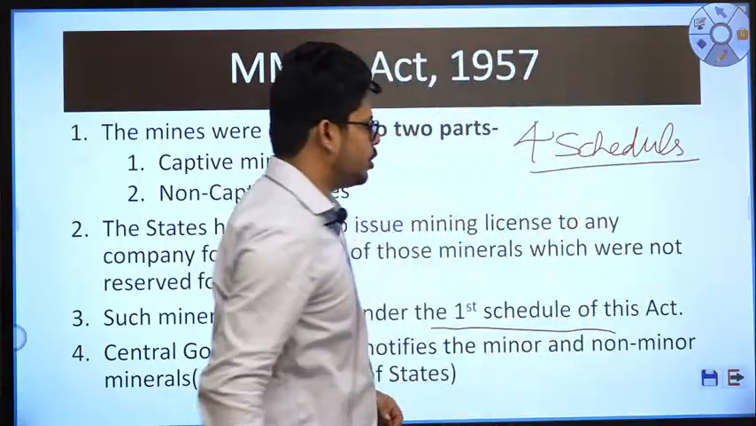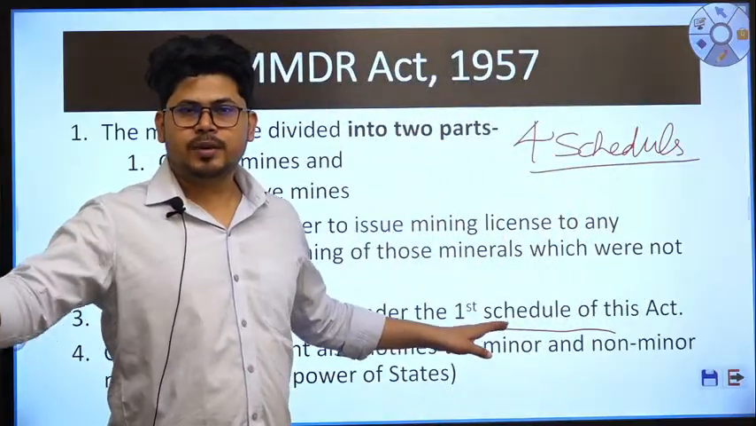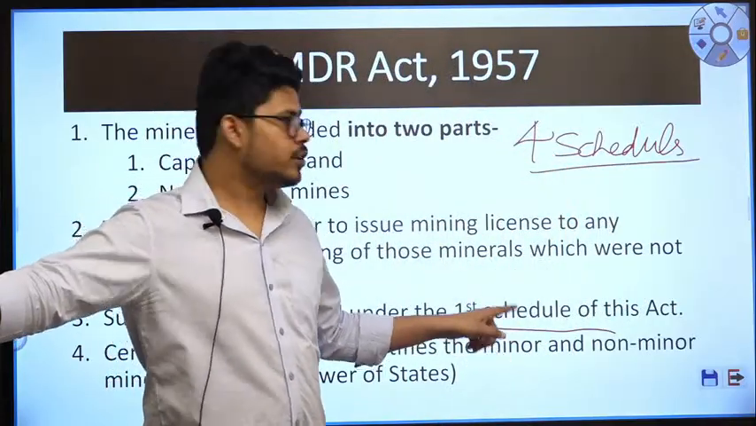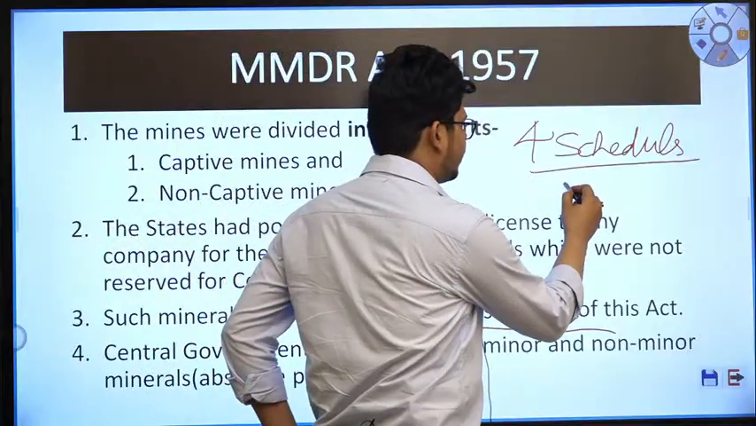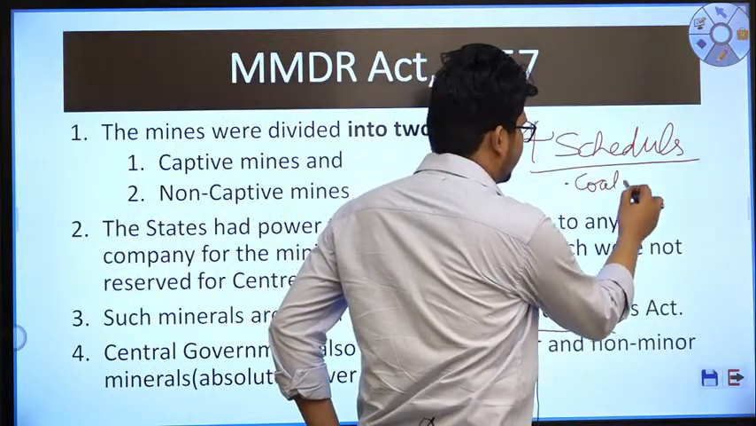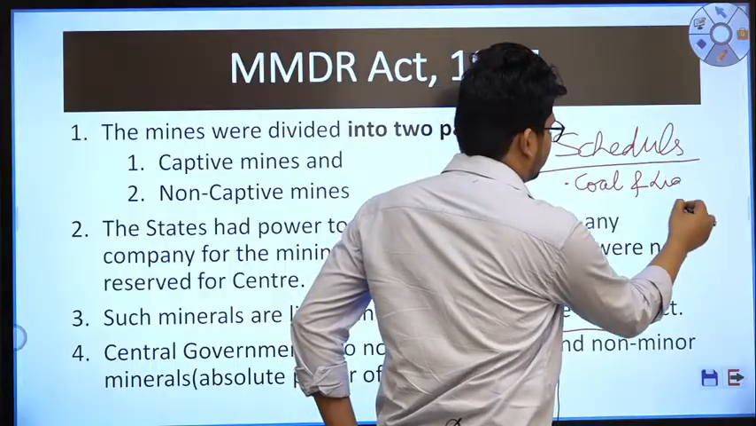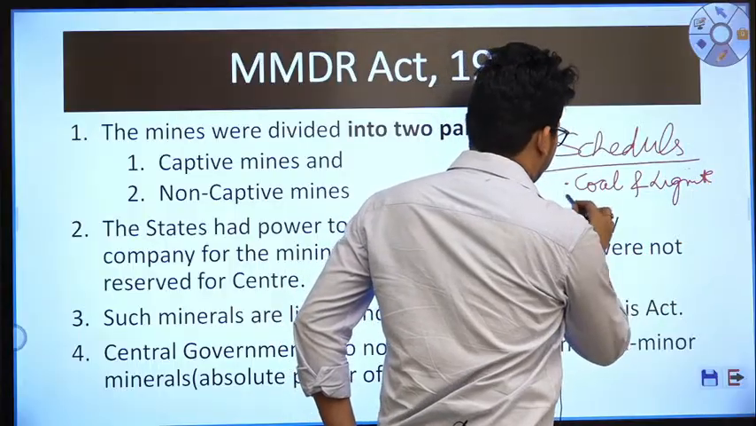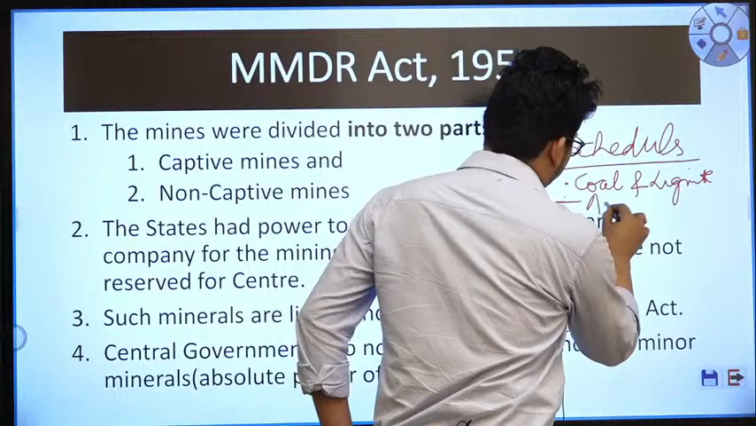This act has 4 schedules and some minerals were mentioned in the first schedule. First schedule में पहले कौन-कौन से mineral mentioned थे? The first one is coal and lignite. Or second, atomic minerals.